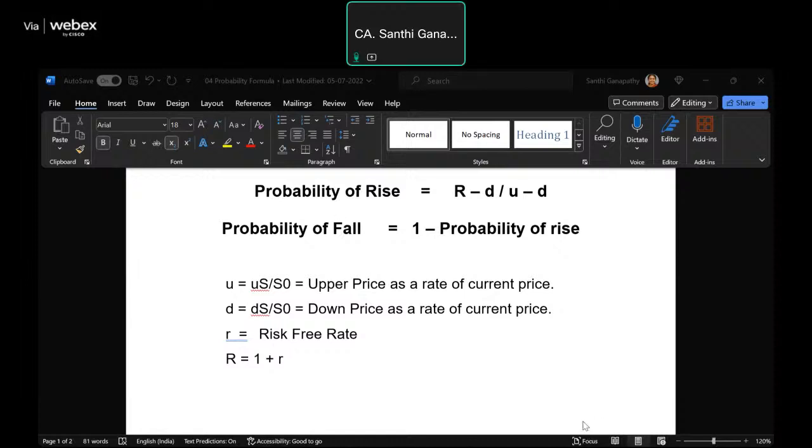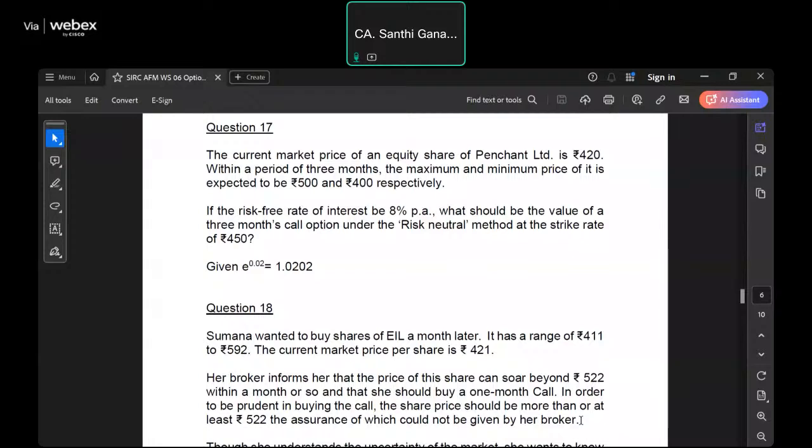So now we can go to the problem. What we have to do is, we have to find what is the payoff for the upper price, what is the payoff for the down price, multiply with the probability. We will get the expected payoff. That expected payoff is future value. You are trying to find what is the value or price of the option now. So discount and bring it to present value. That is what we will do.